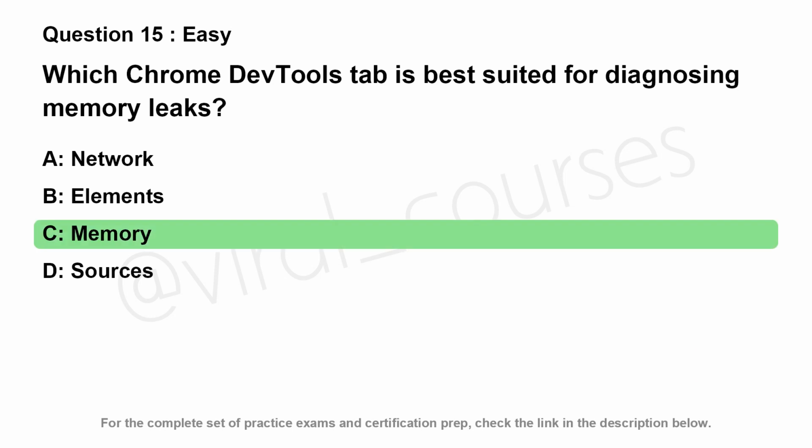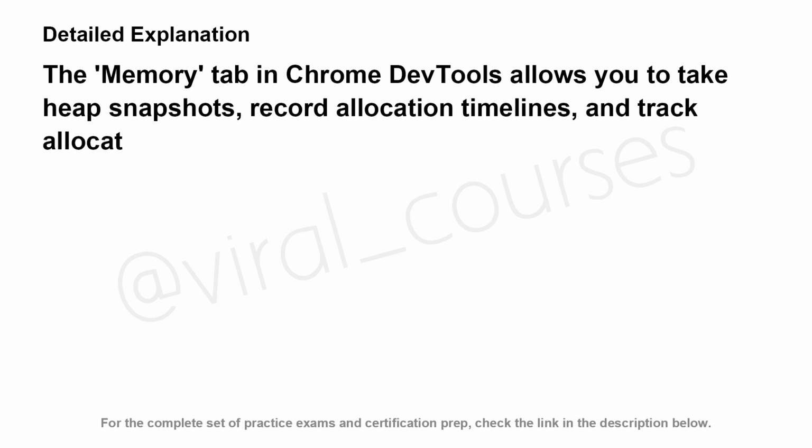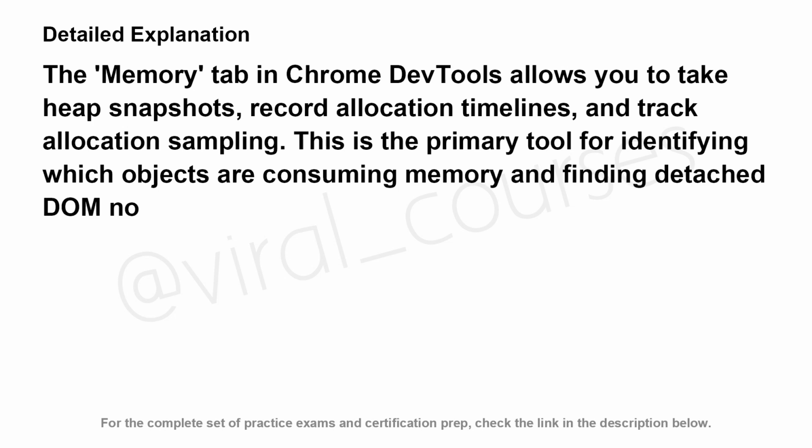The correct answer is C. The Memory tab in Chrome DevTools allows you to take heap snapshots, record allocation timelines, and track allocation sampling. This is the primary tool for identifying which objects are consuming memory and finding detached DOM nodes.